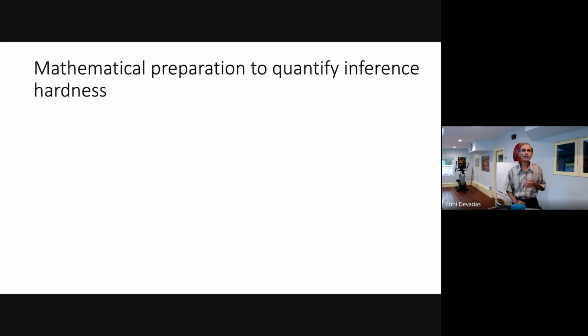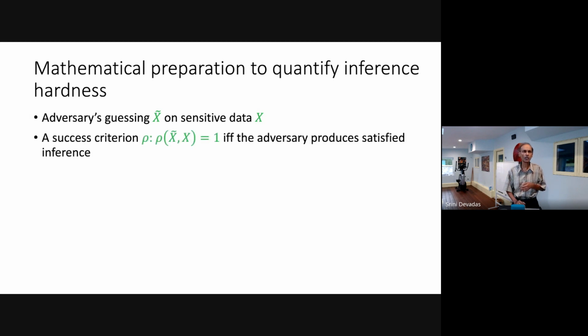Right? So we need a little bit of mathematical preparation. We're going to guess x tilde as the adversary's guess on the sensitive data x. We're going to have a success criterion, and the success criterion could be arbitrary. It's something that says rho, when it's given x tilde and x, is a 1. But this could be an 80% parameter embedded inside of rho, which says that x tilde and x are within 20% of each other. So 80% of x tilde is the same as x, right? Or it could be 90%. Rho could be arbitrary.